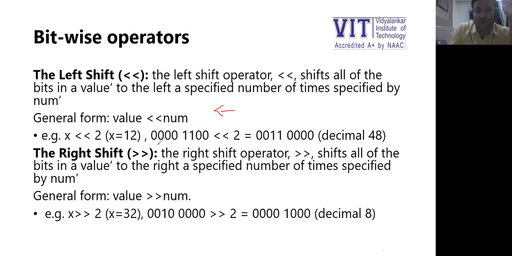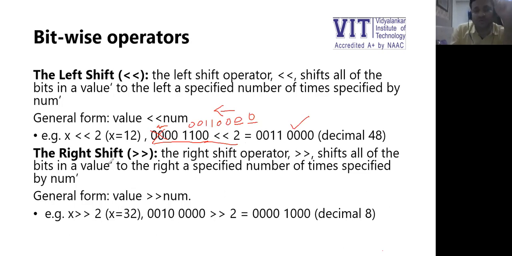So we have 12, and we shift everything by 2 positions. So we will lose these two 0s, and this will shift here. So we will have 0 0 1 1 0 0. There will be 2 blank positions on the right that will be filled with 0. This is what we get. So this is the bitwise left shift operator.